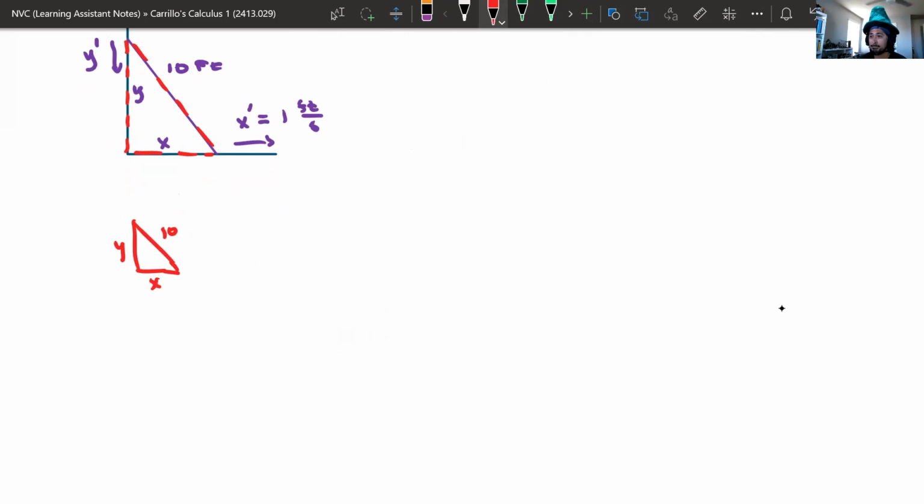Now, can any of you think of a relationship between the three sides of a triangle? What is it called? A squared plus b squared equals c squared. Exactly. Pythagorean theorem. So x squared plus y squared is equal to, in this case, 10 squared. So now that we have the relationship between x and y, in order to find the relationship between the rates at which x and y are changing, all we have to do is take the derivative. So in this case, we'll take the derivative of both sides. You always take the derivative with respect to t.